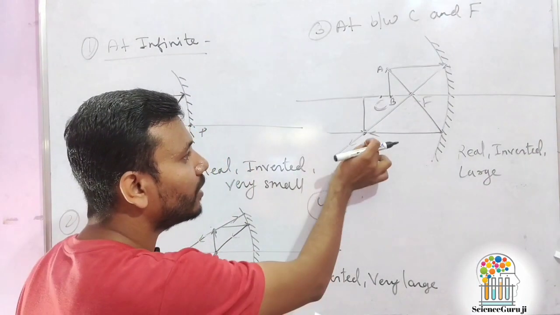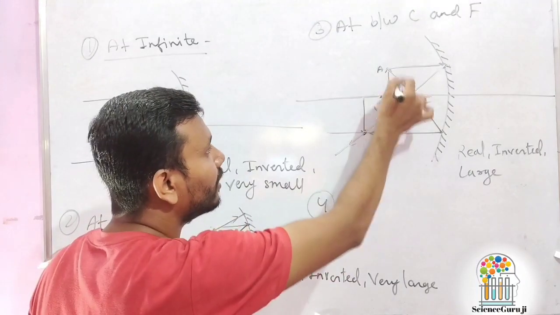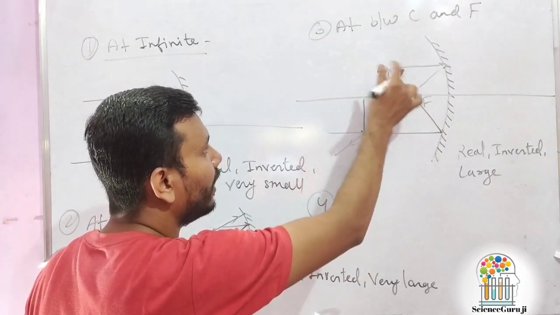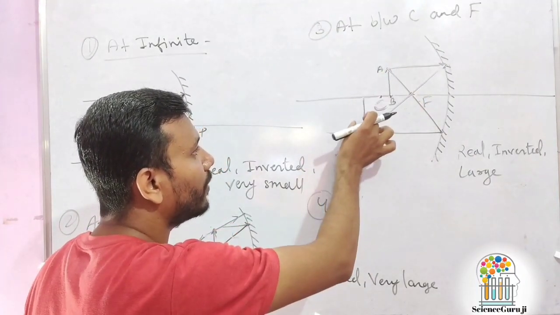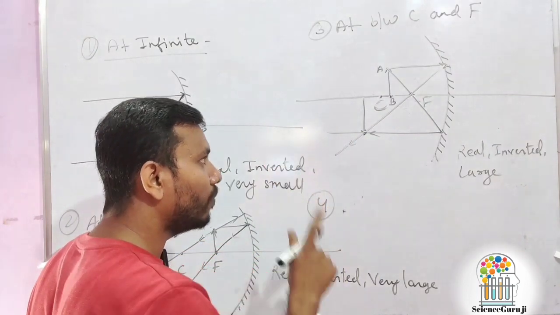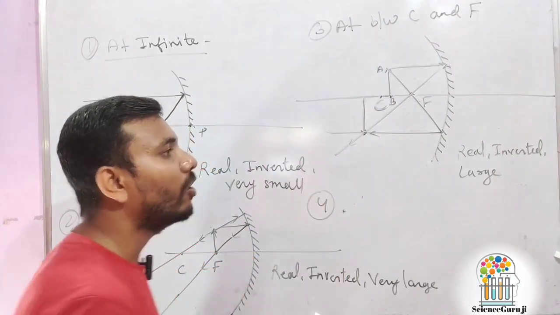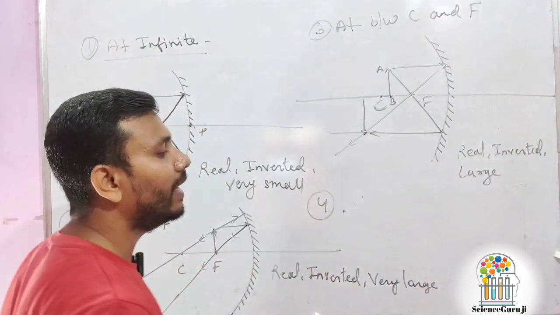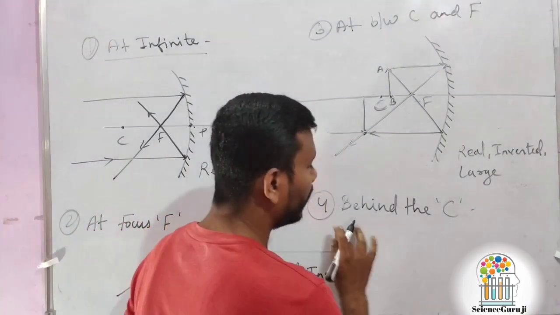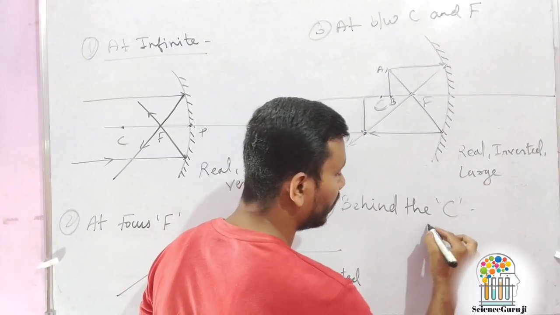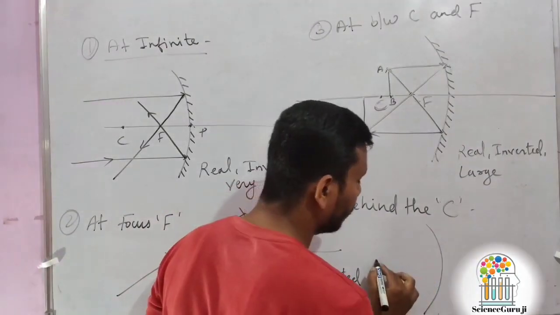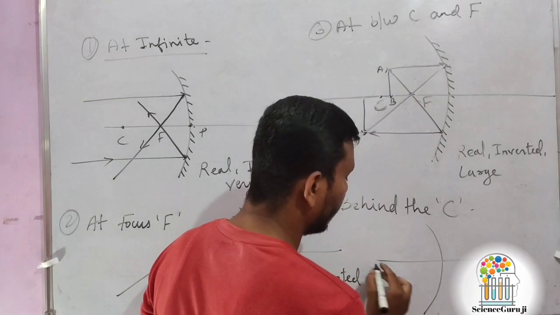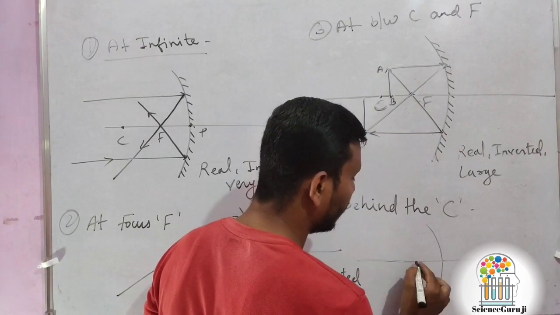So here the image forming is larger than the object. Okay, here the image formed by the object is larger than the object. Okay, and the nature of the image is real, inverted, and large. So if the object is placed behind the center of curvature, then the image gets formed in between the center of curvature and the focal length. Let's understand this.